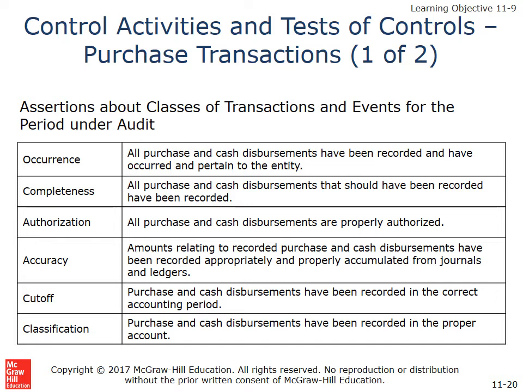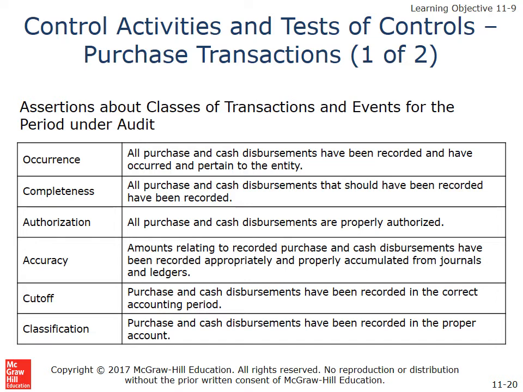Now, control activities and how we test controls. So first we have to look at the assertions about the classes of transactions and events for the period under audit. So we want to look at the occurrence. Are all purchase and cash disbursements recorded and have occurred and pertain to the entity? Completeness. All purchase and cash disbursements that should have been recorded have been.